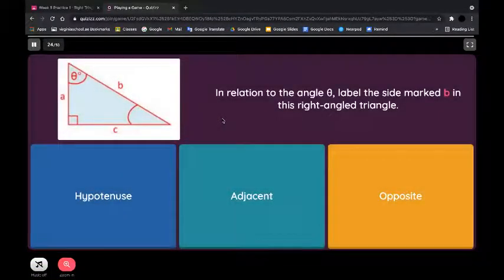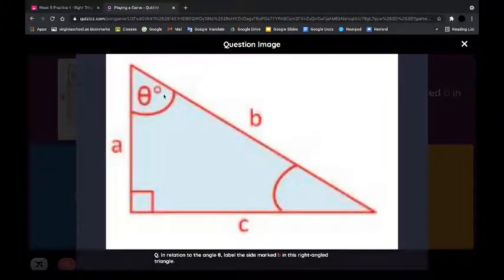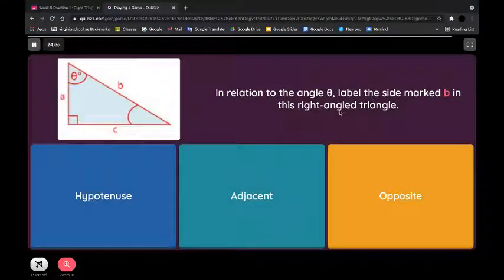In relation to the angle theta, label the side marked B in this right angle triangle. So this is our angle theta and this is the side B. As you can see, it's the hypotenuse because it's right across from the right angle and is also the longest side in this triangle.